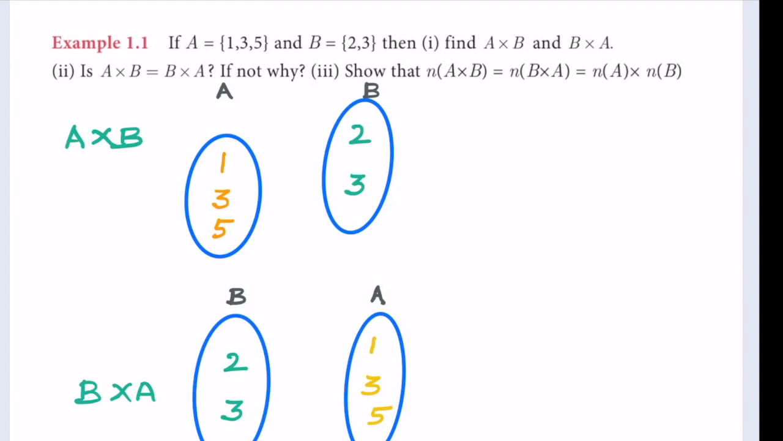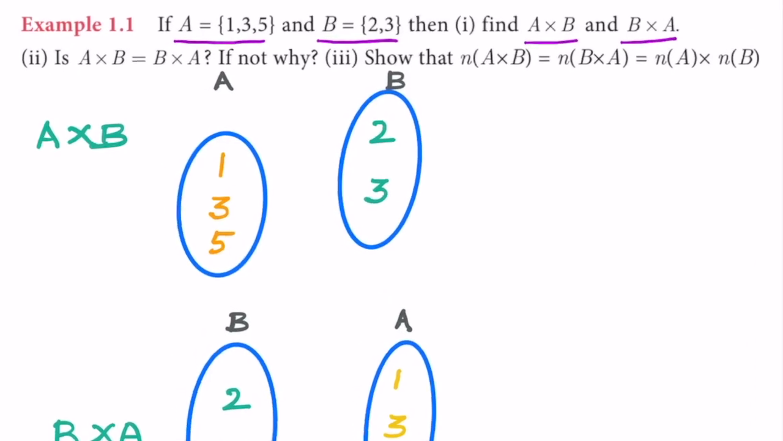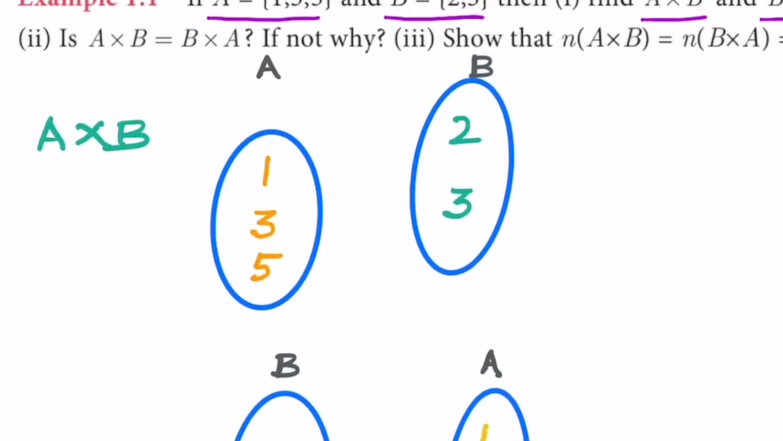Let us work out example 1.1. Given the set A has elements 1, 3 and 5. It is also given the set B has elements 2 and 3. They have asked us to find A cross B and B cross A. Now let us picturize A and B with its elements.